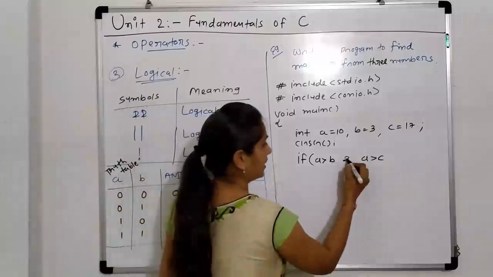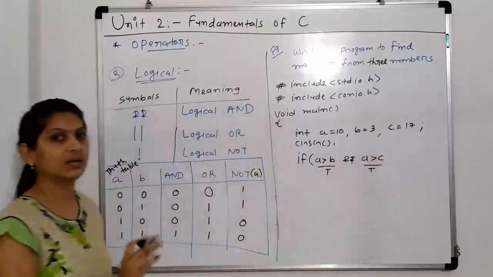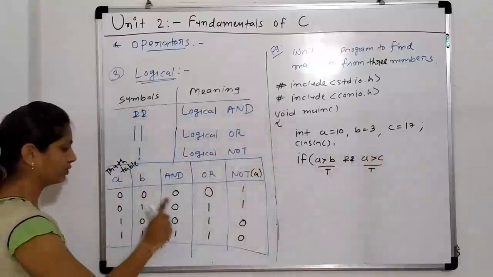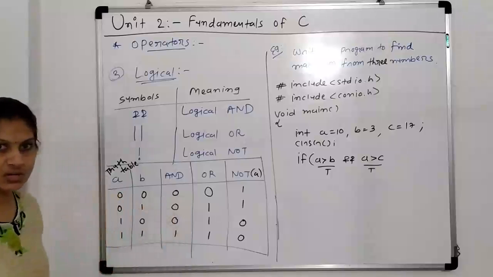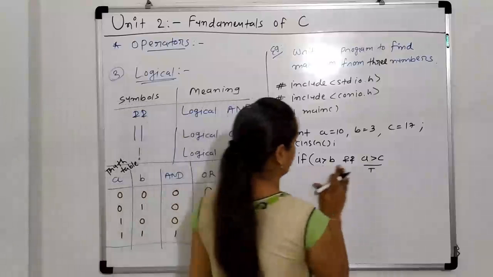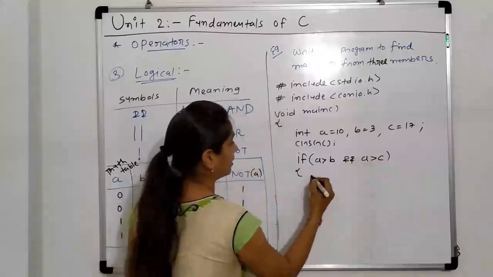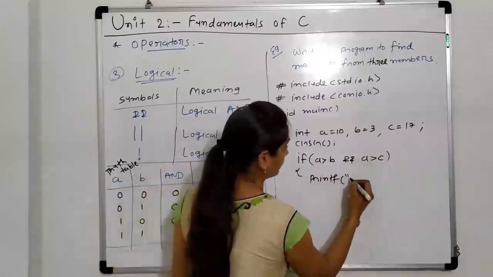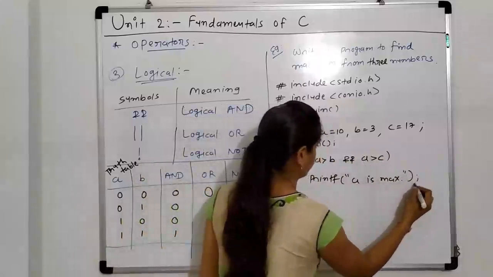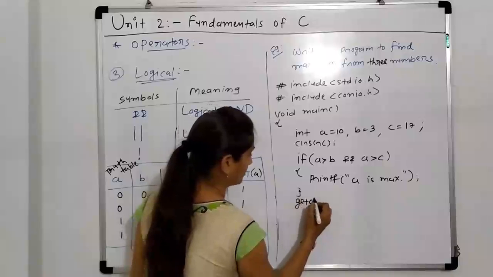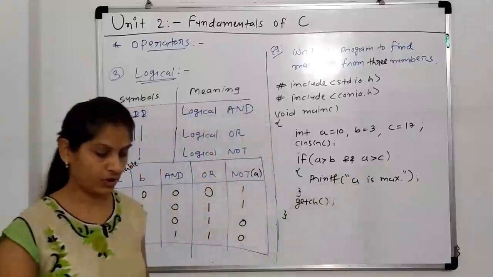So here I have to apply which gate? AND gate. And it indicates if this is true and this is true, then and only then our answer becomes true. If any one is true, then our answer is not correct. That is wrong. So we are putting here which symbol? AND. And then printf, if this condition is true, that indicates A is max. And getch. Here I am writing it only for printing whether A is max or not.